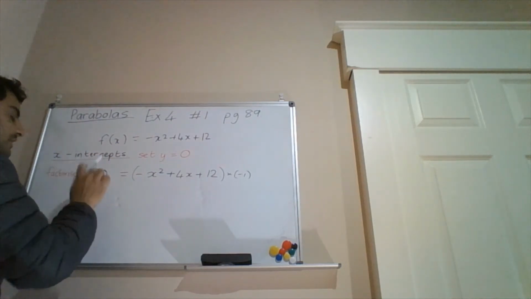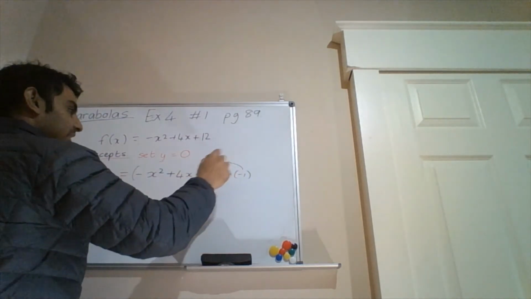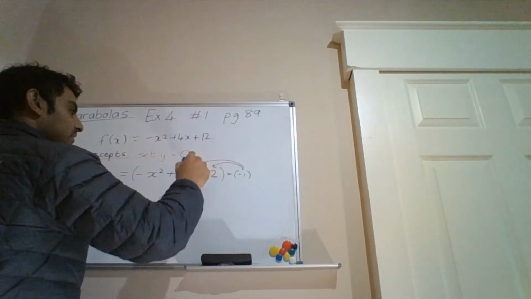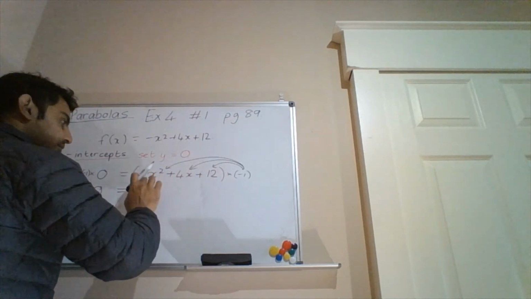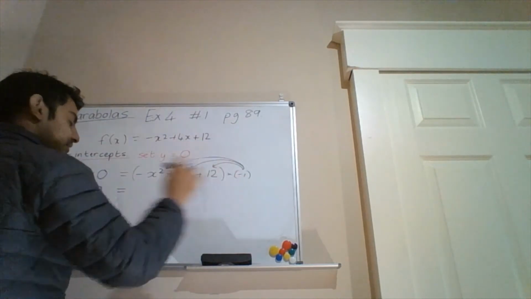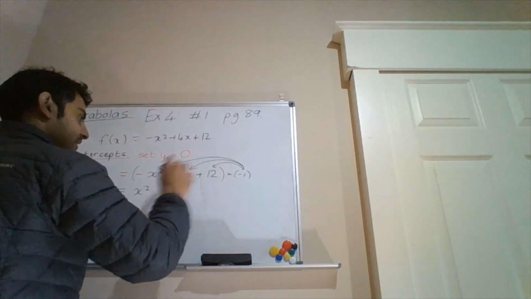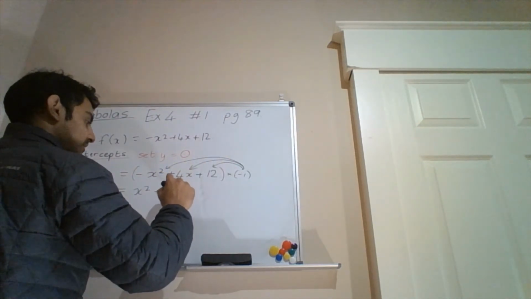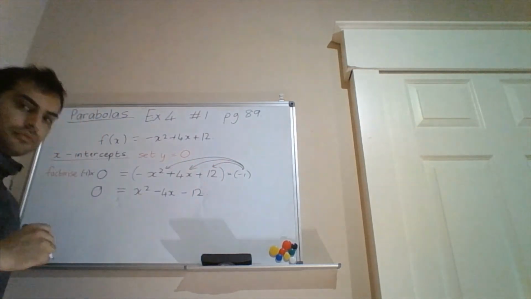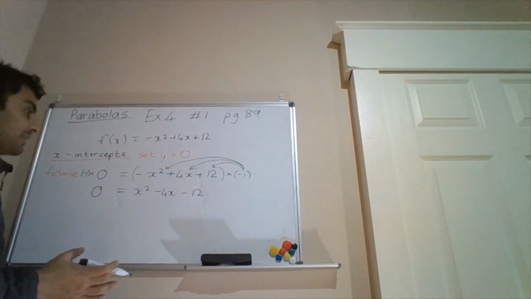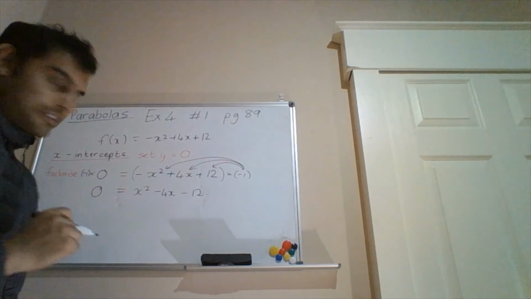So -1 times 0 gives us a 0. And if we bring -1 into each of these, let's look at the first one. A negative will change to a positive, so we'll be left with x squared. And then a negative applied to this positive will give us -4x and -12. Okay, now we've cleaned it up a little bit. We've got this so that there's no longer a negative in front.